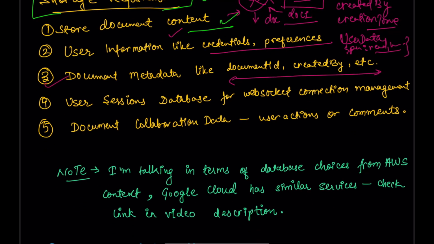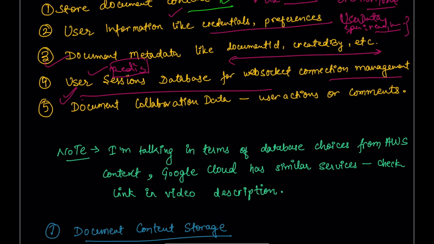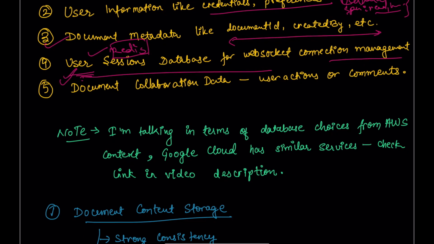So this is our third requirement, user sessions database for WebSocket connection. This we actually discussed in our last video, where we were using Redis. We will not be focusing on this part specifically in this video, but just to call out that we discussed that in our last video. So if you haven't checked part 1 of this Google Docs system design series, do check that out. You will get a basic understanding of what the overall system looks like at a high level.